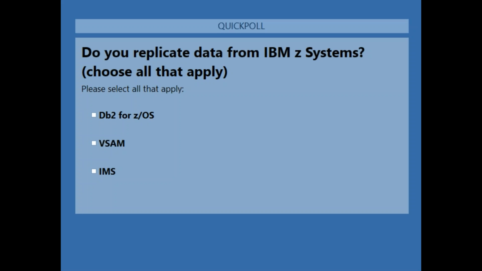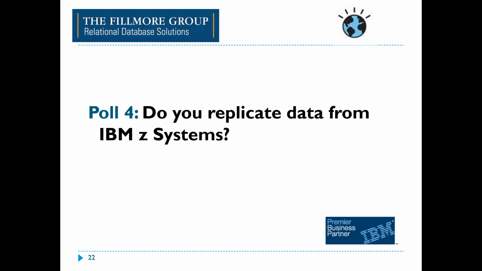So for those of you who are using IBM replication products and replicating data from IBM Z Systems, over 90% DB2 for ZOS. There's 15% of VSAM and maybe 12% of IMS. So not insignificant by any means, but the primary focus is on ZOS. So let's talk about that for a second. And I'll give the folks another few seconds to respond so we have a complete look.